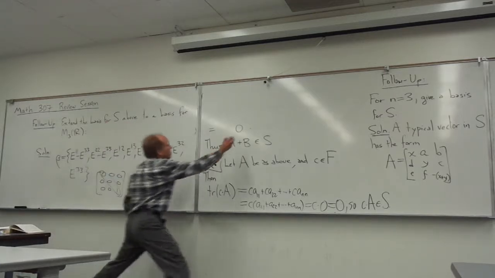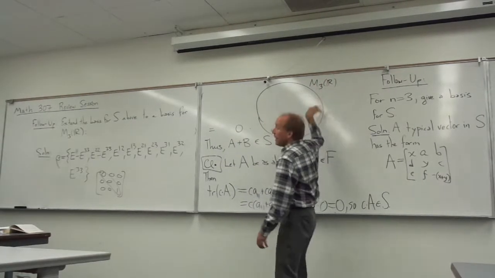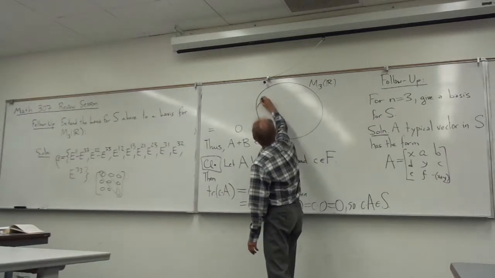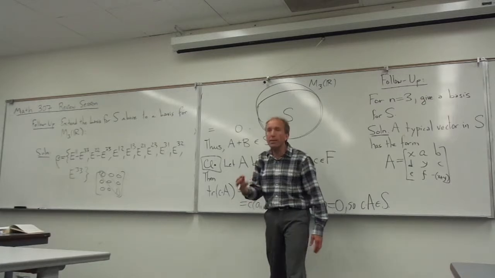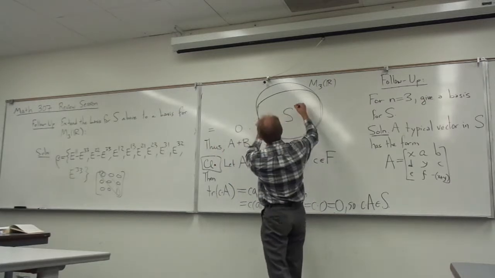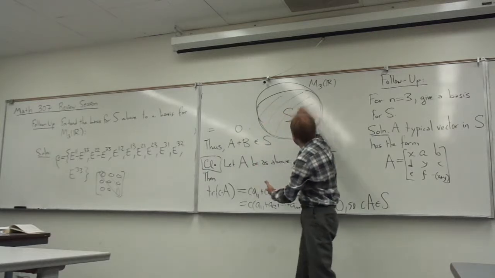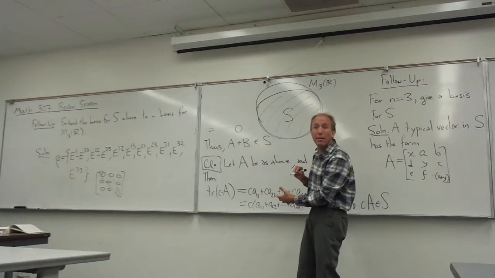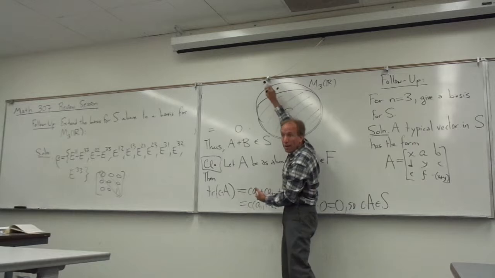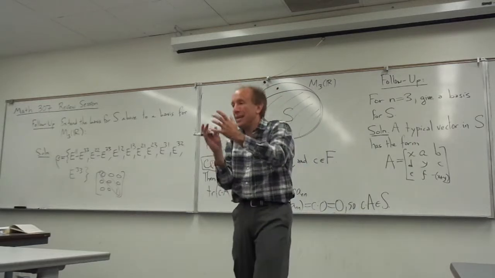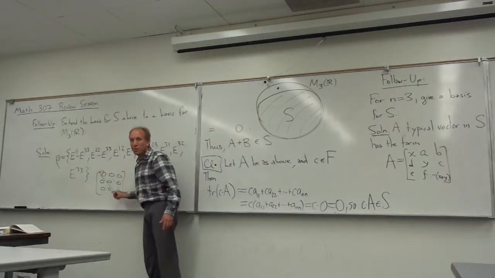So guys, let me just remind you, here's the visual. Here's the whole big M3 of R, which is 9-dimensional. Now the matrices of trace 0, that's S, that's like 8/9 of M3 of R, because this is 8-dimensional. So all of the matrices that have a trace of 0 are right in there. I've got to grab a matrix that's not in S. And this one works just fine, because the trace of this matrix is not 0.